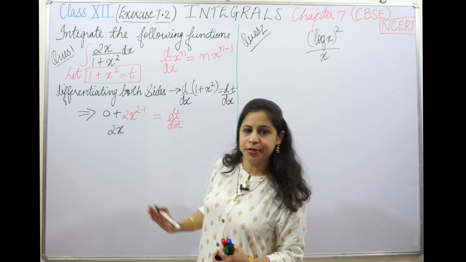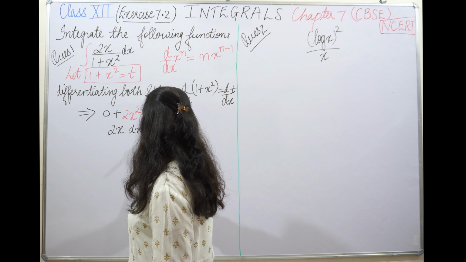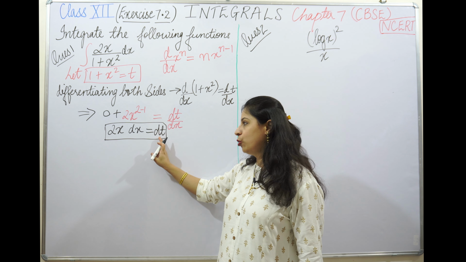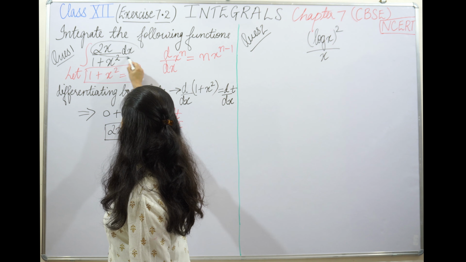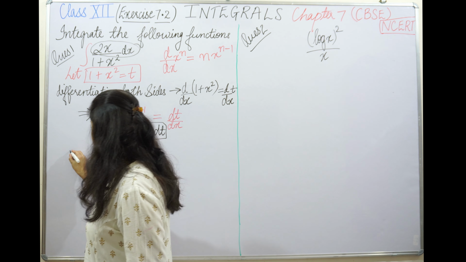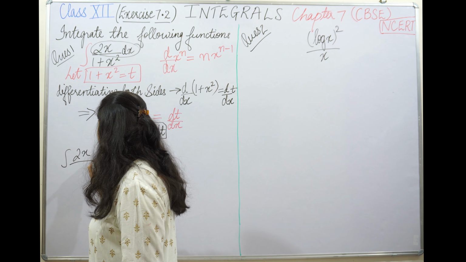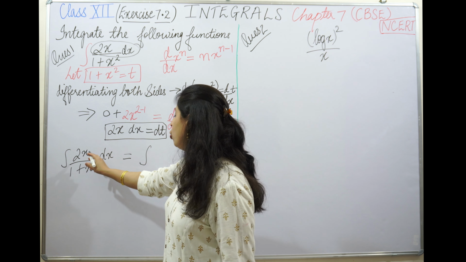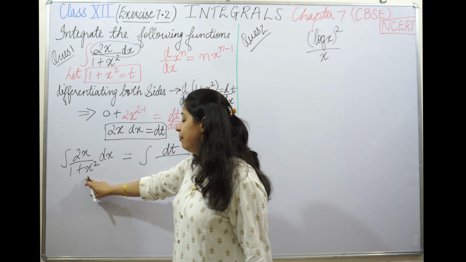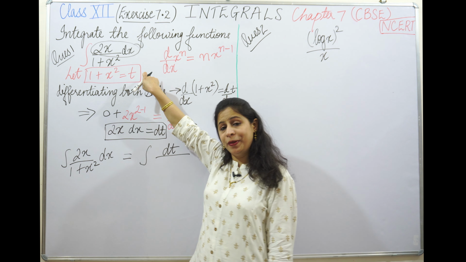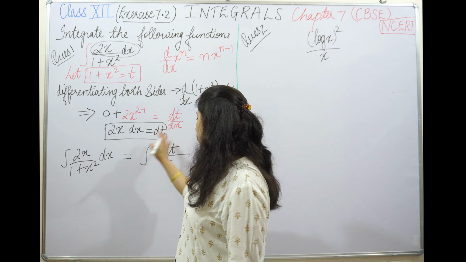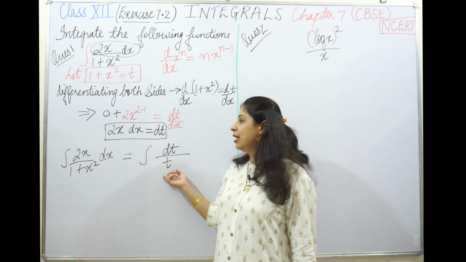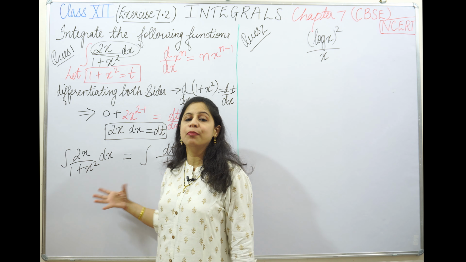Now this dx we are going to take to the other side, so we get 2x dx equal to dt. In the place of 2x dx we are going to substitute dt. So our expression now becomes the integral of 2x upon 1 plus x square dx, which becomes the integral where 2x dx is straight away dt, and 1 plus x square we have already assumed to be t. Now our whole expression has been converted in terms of t, and it is much simpler to integrate 1 upon t instead of 2x upon 1 plus x square. So this is the method of substitution.